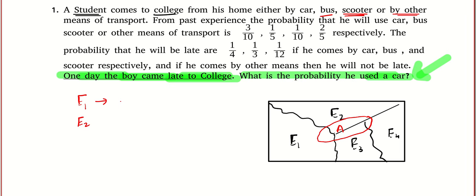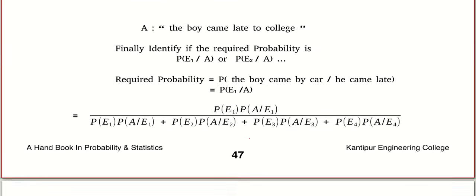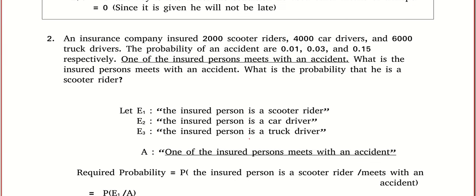If they ask the question, what is the probability the boy will be late? Think about it. It will be total probability, because the boy can be late because of using a car, or he can be late when he uses a bus, or he can be late because he uses a scooter, etc. I'll show you one more question so that it becomes very clear.